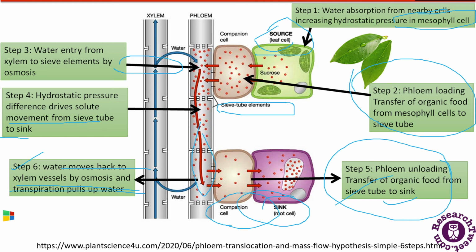So this is the whole diagrammatic representation of how the mass flow hypothesis works in 6 steps, through xylem, phloem, through phloem loading and phloem unloading. So it was all described here.